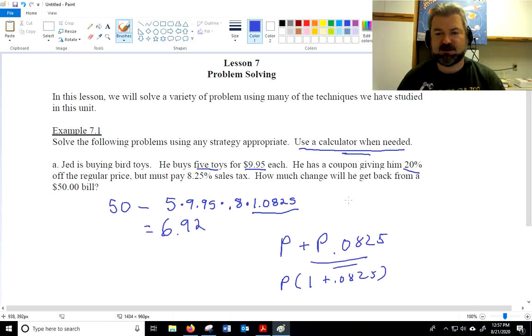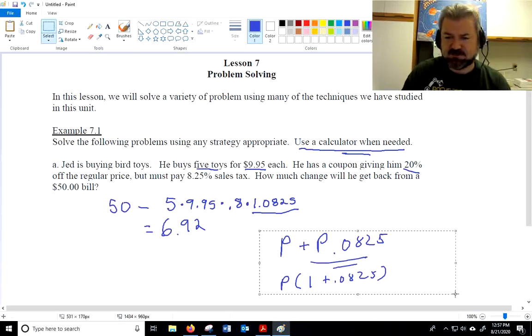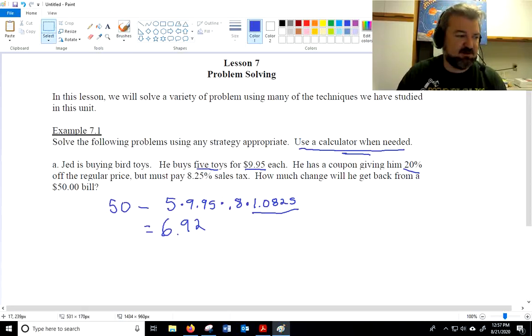Or just simply think about these percentage problems. When you pay 8.25% sales tax, that doesn't mean you just pay 8.25% of the price. That would be awesome, but no. You have to pay 108.25%. That's why I multiplied by 1.0825. Okay, so I'm calling that problem done. Let's go on to the next one.